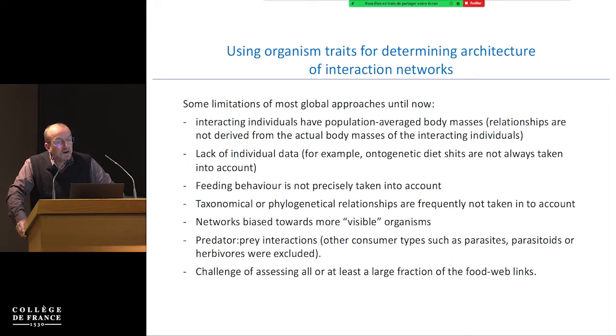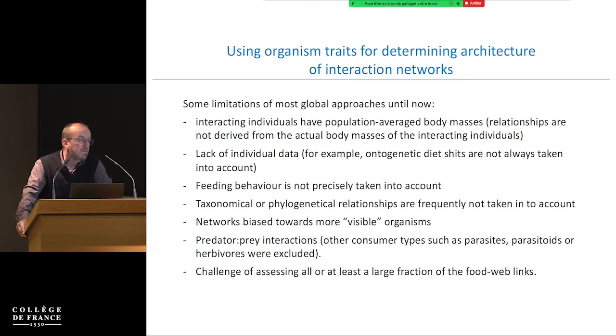These limitations, on most global approaches, are associated to the fact that the interacting individuals have, in general, population average body masses, and the relationships are not derived from the actual body masses of the interacting individuals. This seems perhaps not important, but in fact, some studies have shown that we can make an error of around 1 order of magnitude in the size ratio of predator and prey when we consider mean averages, in fact, population averages.